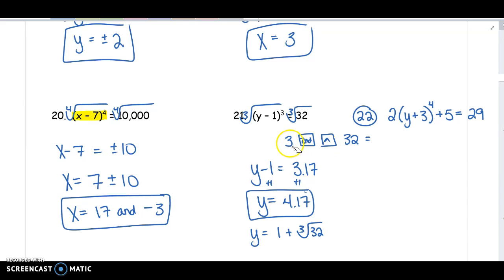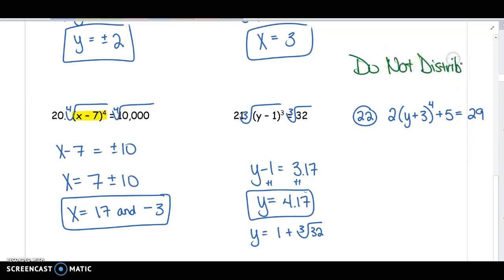Okay, I made up an additional example. I think you should have room for it somewhere on your paper. 2 times the quantity y plus 3 raised to the 4th plus 5 equals 29. The reason I gave you this example is I want you to see what you can't do. You cannot distribute. I even want you to write that in your notes. Do not distribute.